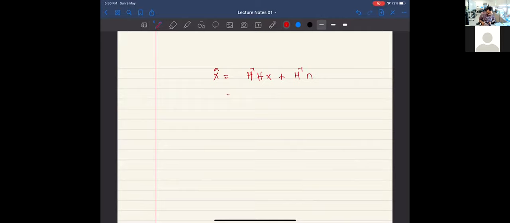And this will be equal to x plus H inverse n. Now you can see that if the noise term is very low, or of low quantity, then we can almost get exactly the same replica of the transmitted symbol, which means that the zero forcing equalizer will perform very well.